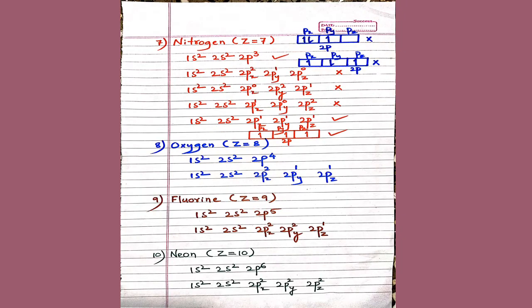Now nitrogen, there are 3 electrons in the 2p. Is it 2px2, 2py1, or is it 2py2, 2pz1, or is it 2px1, 2pz2? No, all three are wrong, because of Hund's rule of maximum multiplicity. These 3 electrons will go singly as long as place is available. So place is available in px, py, pz, no? So one electron each, and that too with the same spin.